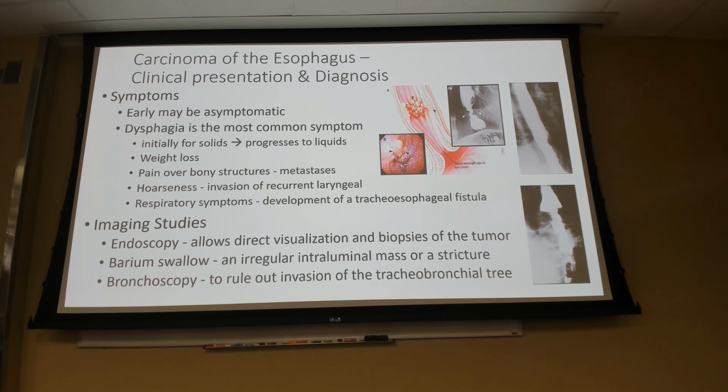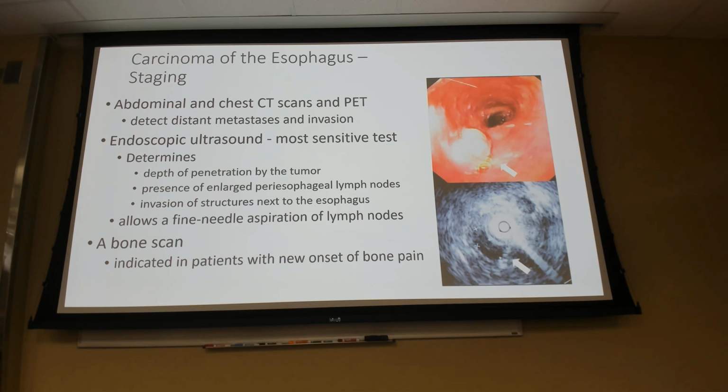We have a bunch of different imaging studies we can do. Obviously we want to refer them for an endoscopy. You may get a barium swallow as well, depending on if you're managing inpatient or outpatient. And they can do a bronch if they're worried about any tracheobronchial tree involvement. And then most of them do get some sort of CT scan. You can get a PET scan as well if you're worried about metastases.